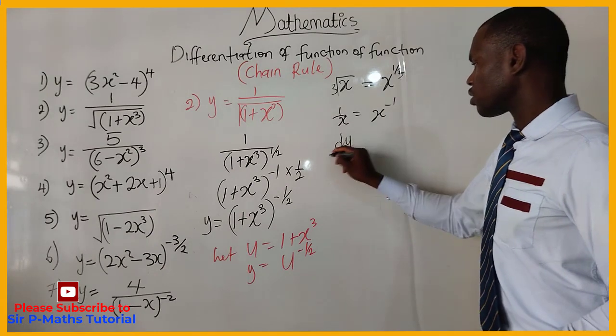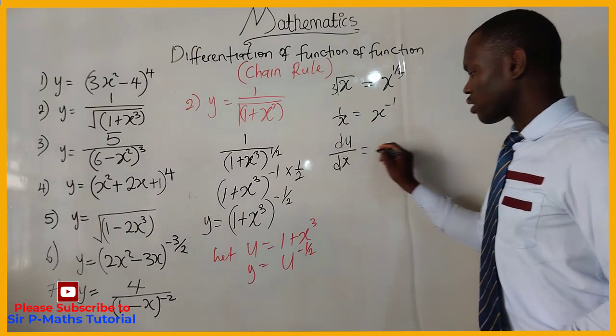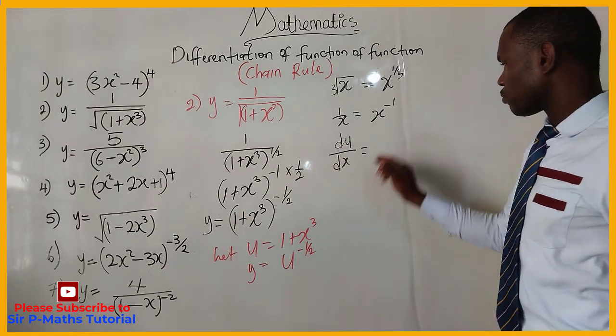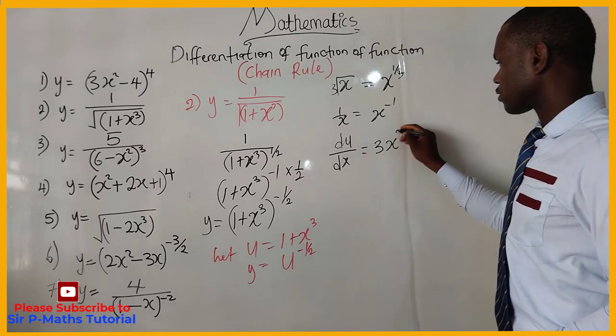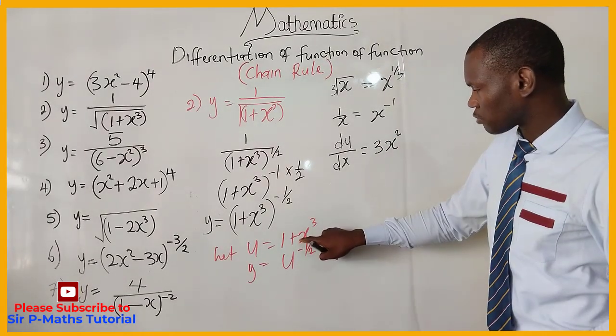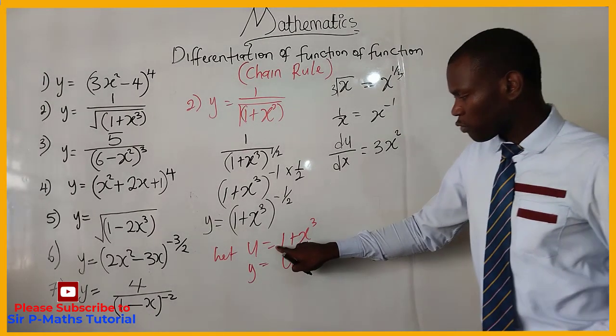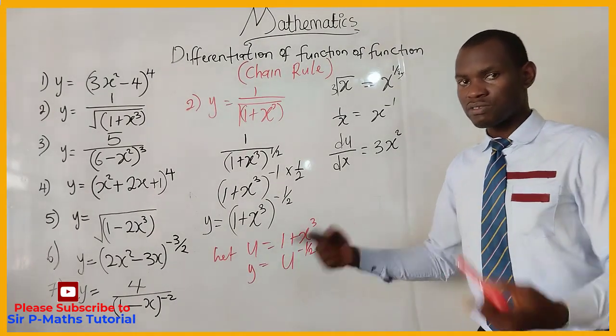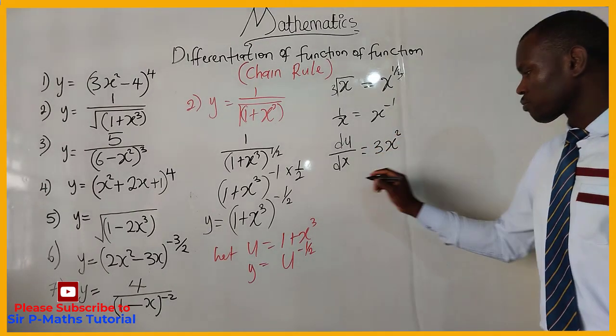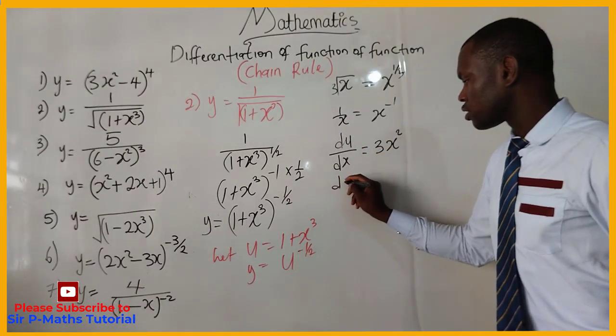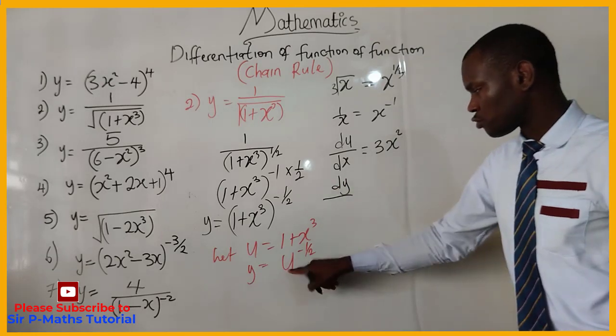So to differentiate u, I'll say du over dx is equal, differentiating here will give me 3x squared. You know that this 3 will come down, and then this 3 must subtract 1 to remain 2. But meanwhile, if I differentiate 1, I will have 0, so no need of adding it here. Then to differentiate the second one, dy over du.